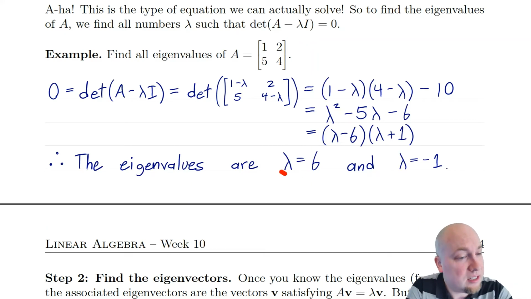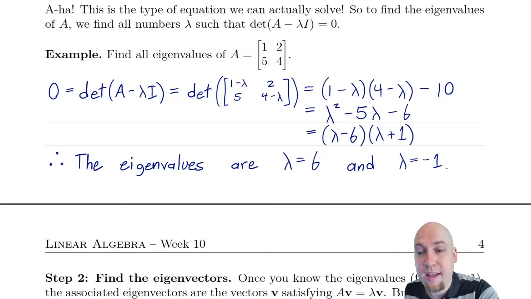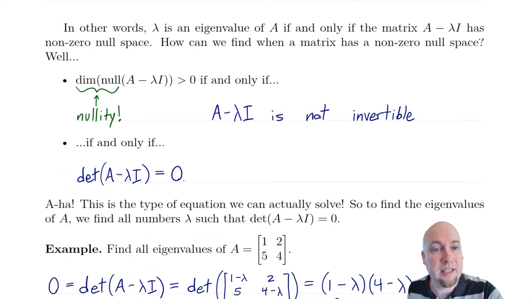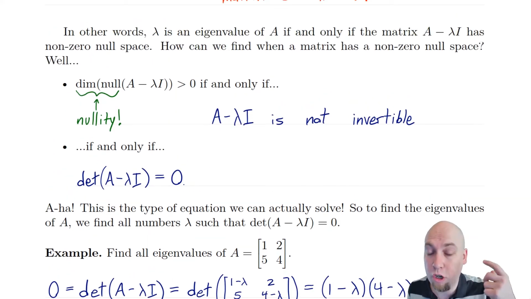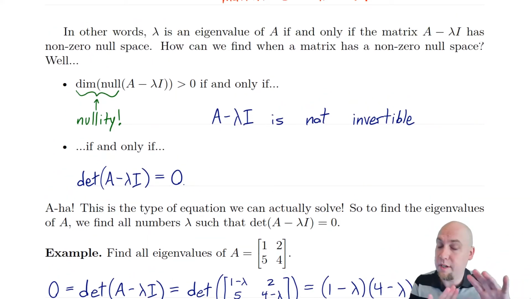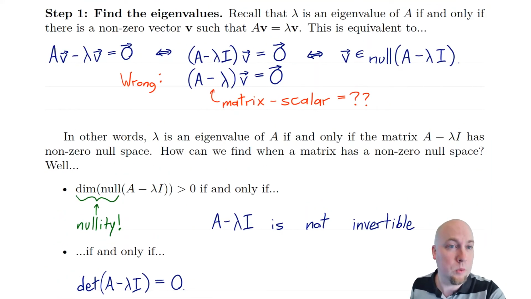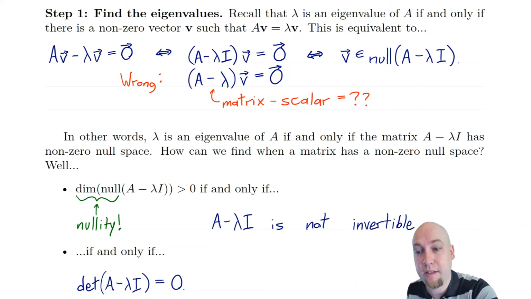These are the values, lambda equals 6 and lambda equals minus 1. Those are the values that make this determinant 0. Those are the values that make A minus lambda I not invertible. That matrix is invertible for every other value of lambda. Those are the values that make there be at least one non-zero solution, V, to that equation there. Okay, those are the eigenvalues.